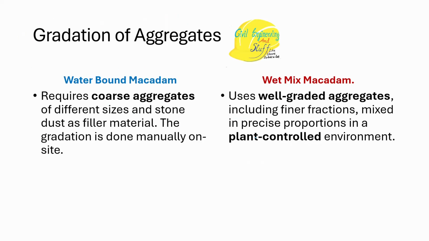Now talking about the gradation, what kind of aggregates are used in WBM and WMM mixes? WBM requires coarse aggregate of different sizes and stone dust as a filler material. The gradation is done manually. Very important, the gradation is done manually. While your WMM is a well graded aggregate mix, with the fine fraction mixed in precise proportion. Very important, this word is very important: precise, in a plant controlled environment.